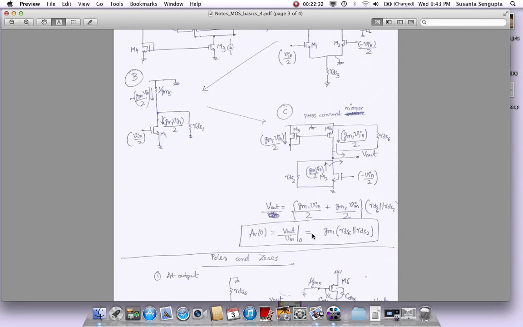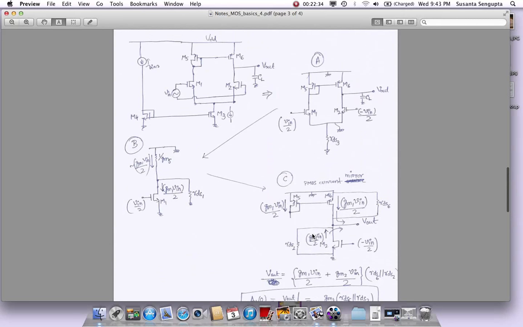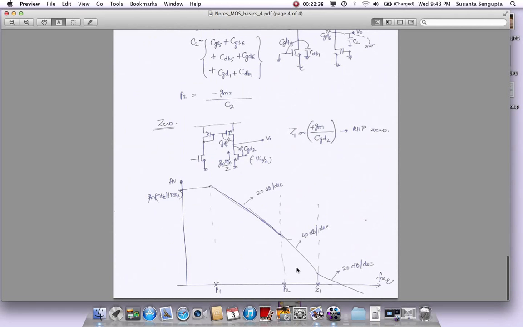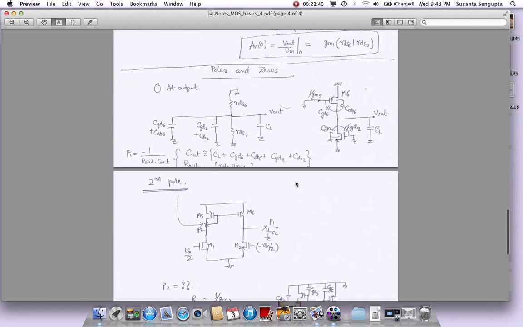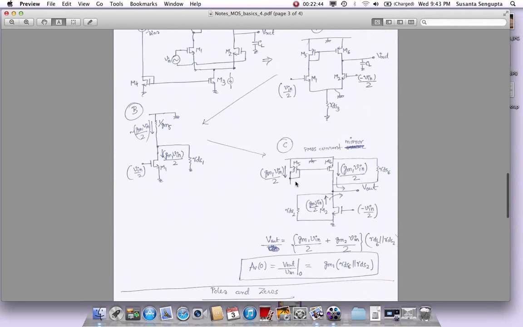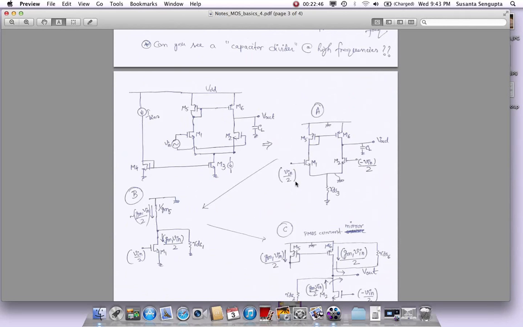Now let's see where the poles and zeros are. Because what we eventually want to do is plot this frequency response, and we'll come to it. So poles and zeros. Let's see how many nodes there are from input to output. These are the inputs, right? Here is the output. So what are the ways you can go from the input to the output?